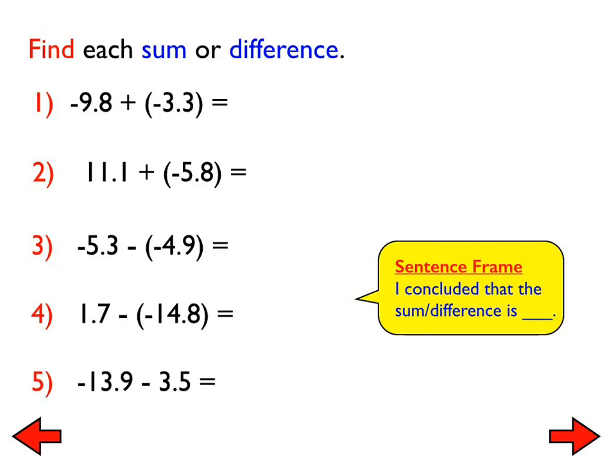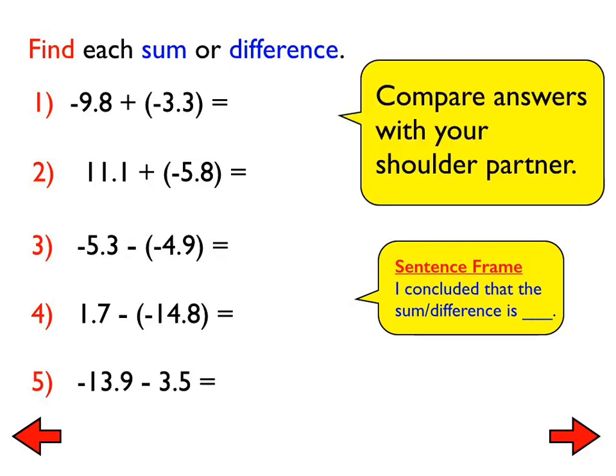Number 1. I concluded that the sum is negative 13.1. Very good. I'm glad you used sum. This is an addition problem. There are 13.1 negatives and 0 positives, and that's the reason why it's negative 13.1. We have 13.1 more negatives than positives.